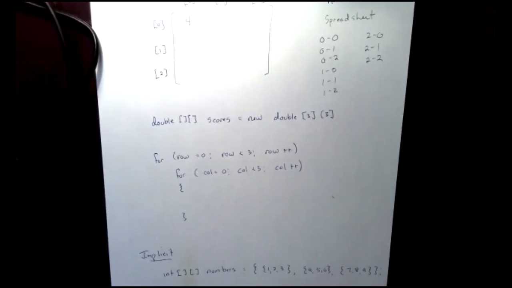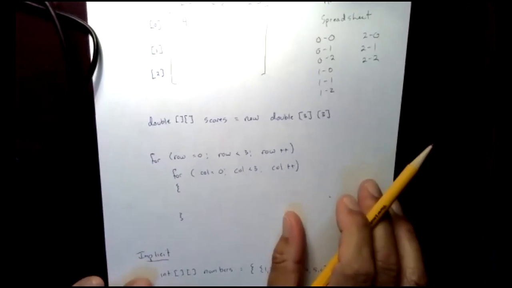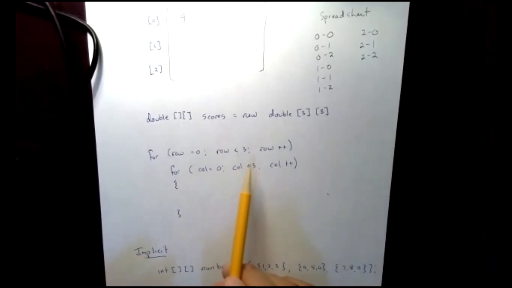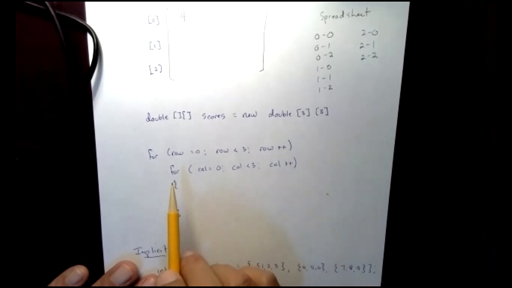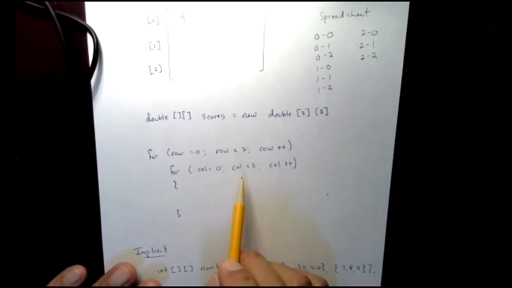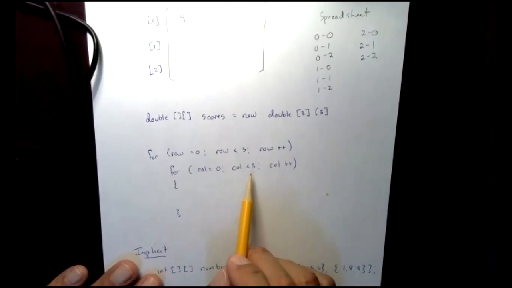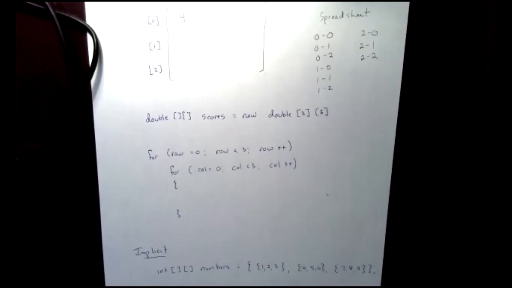And a lot of times what's inside of the square brackets that we call subscripts, some people will call index. So you might see for i equals 0 for the outer loop and for j equals 0 for the inner loop. All right, so I have a nested for loop. I have for row equals 0, row less than 3, row plus plus. Inside of that, I have for column equals 0, column less than 3, column plus plus.